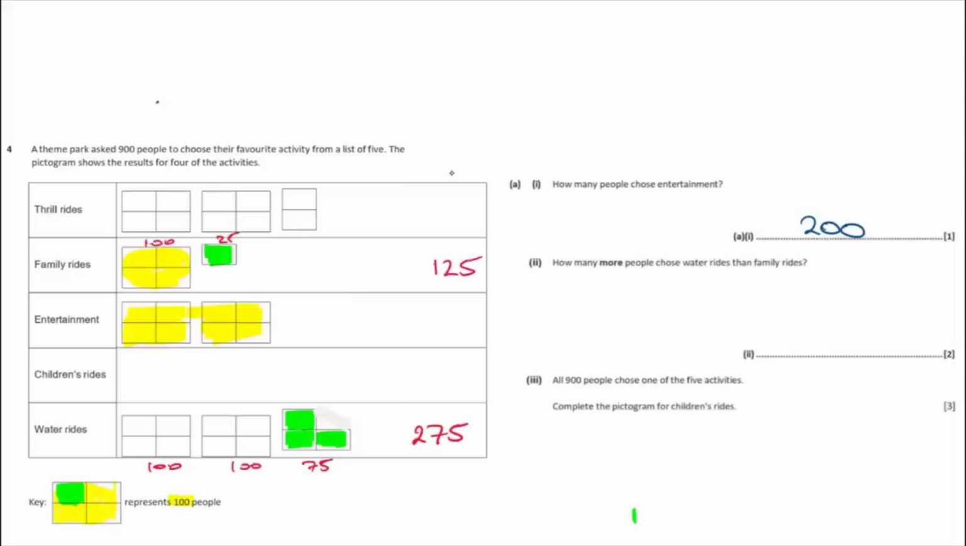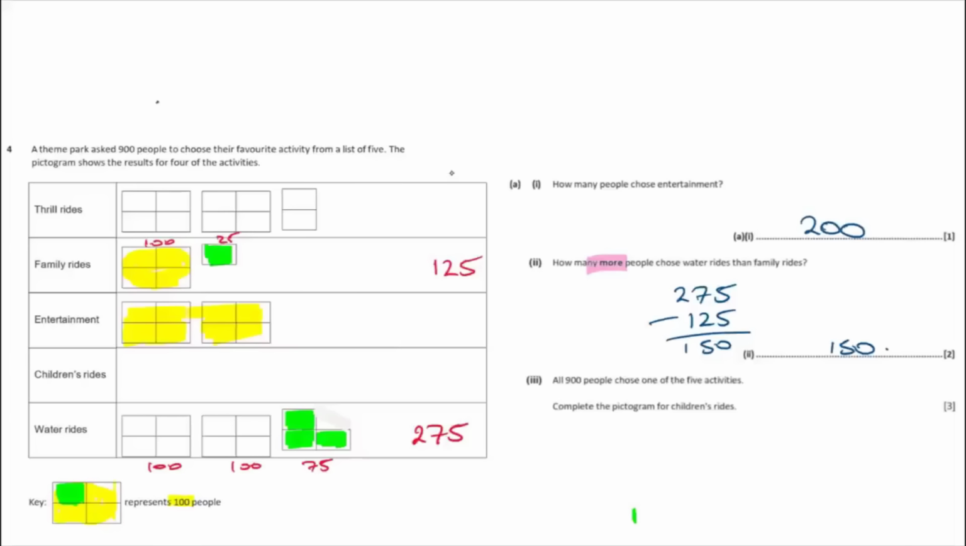So how many more people? More means the difference between the two, doesn't it? So to find out how much more it is, I'm going to have to subtract one from the other. So 275 take away 125. That's got a difference of 150, isn't it? So that's 150. 150 more people chose water rides than family rides.